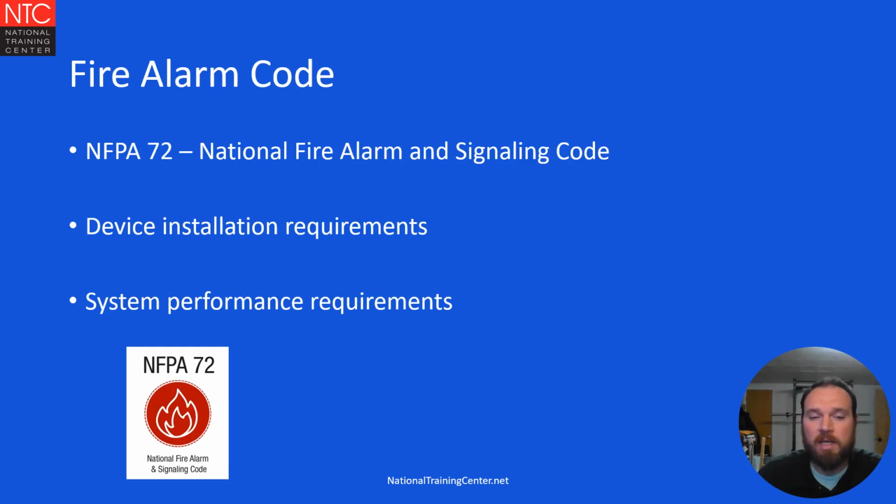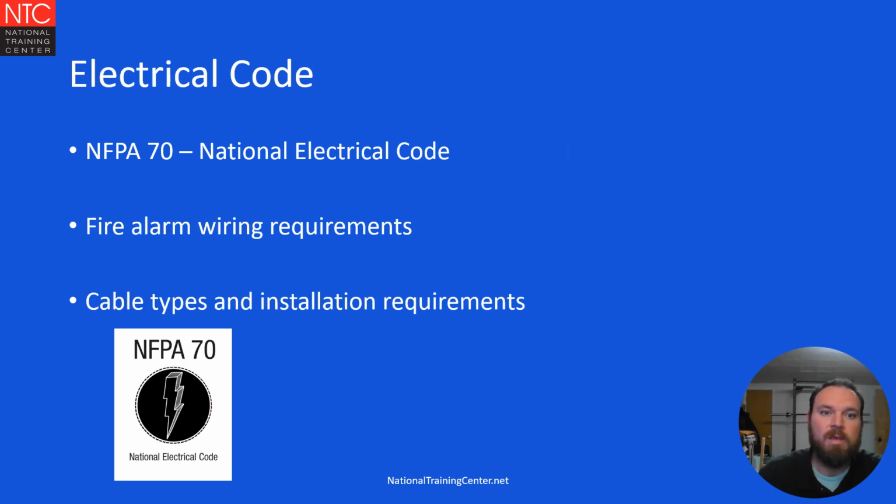The next code that we take into account is going to be the National Fire Alarm and Signaling Code, otherwise known as NFPA 72. 72 is going to be the how is it supposed to work, where's it supposed to go. We utilize this code to find the information for the device installation requirements, performance requirements, as well as location and spacing of all of our equipment and devices.